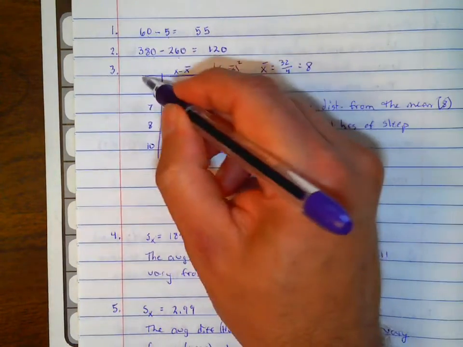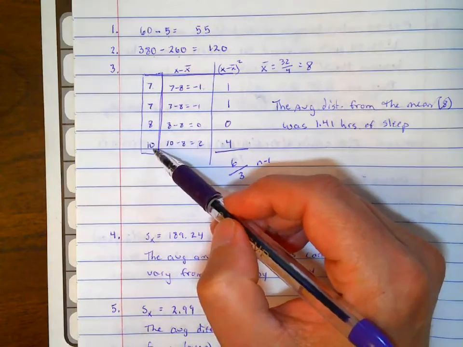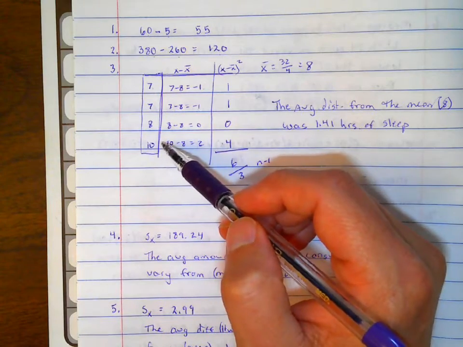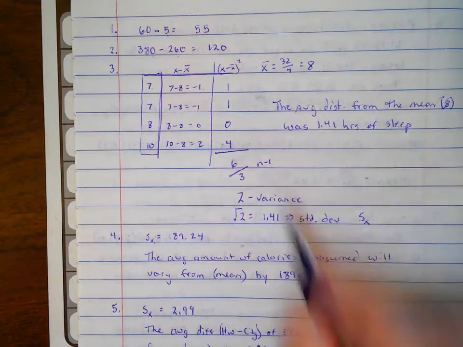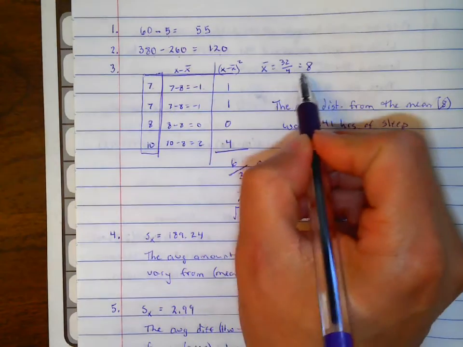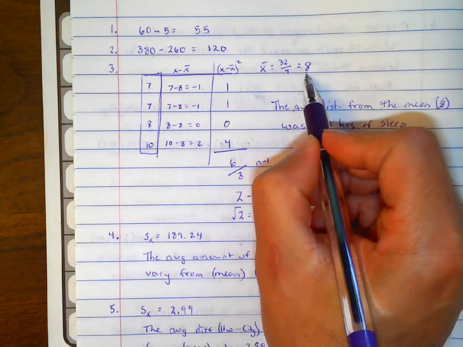So we have these values here, and we want to find the standard deviation of these values. Remember, standard deviation is kind of how spread out it is, how far away from the mean it is. Okay, so we do that. We find the mean first. We add these together and divide by 4, which gives us 8.